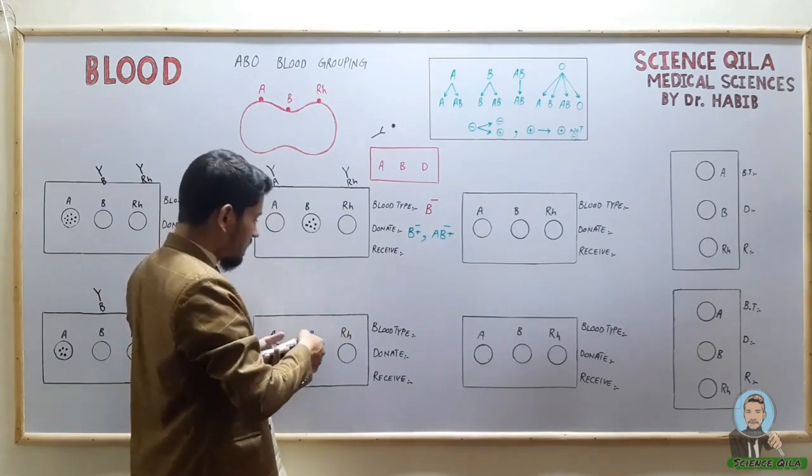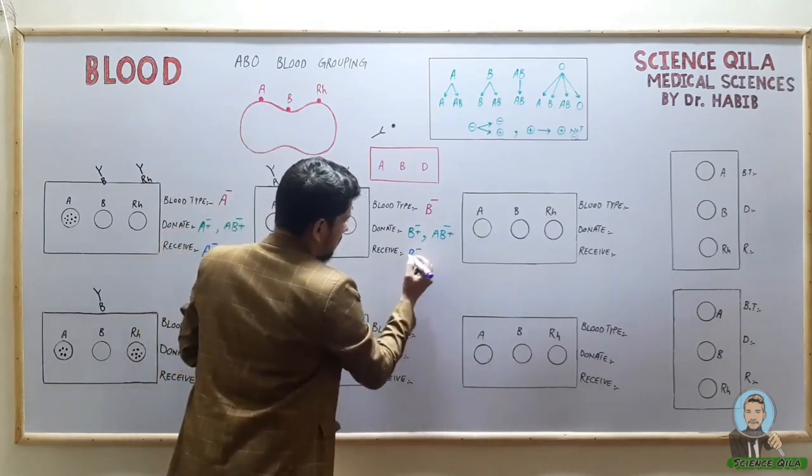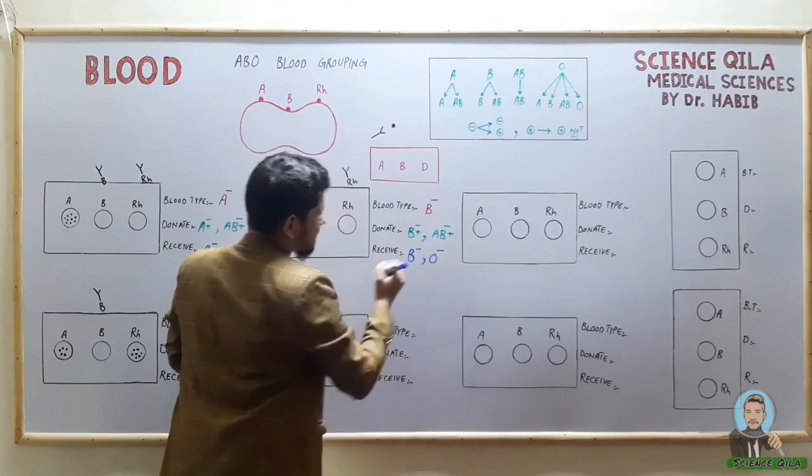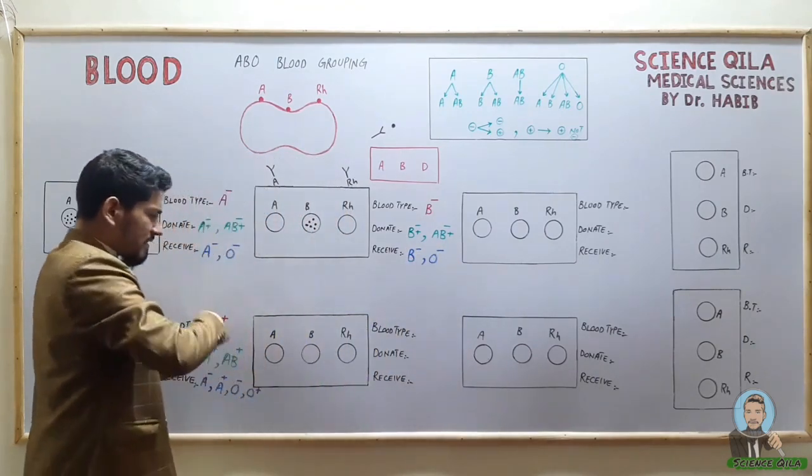So it can receive from B negative as well as O negative, because it is the universal donor. Okay, let's proceed to the next example.